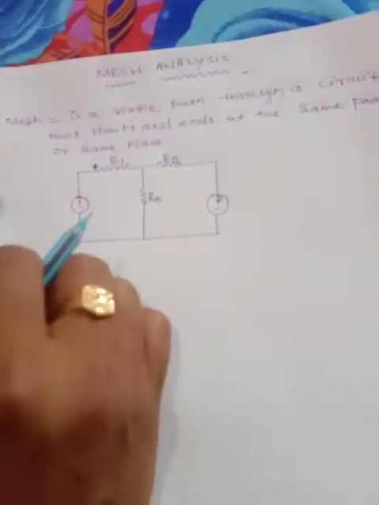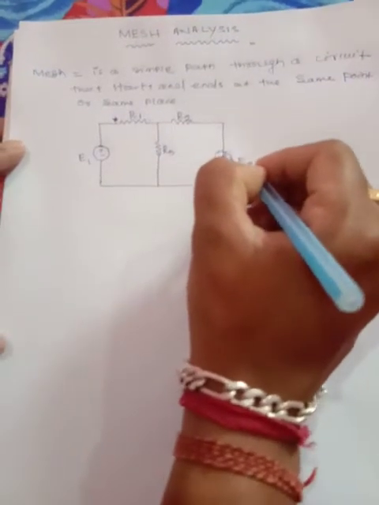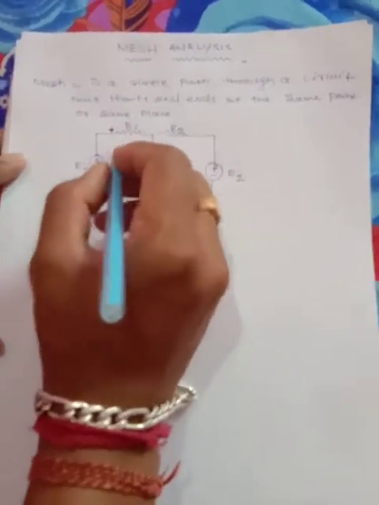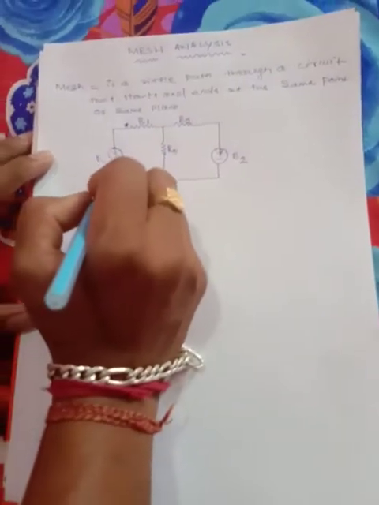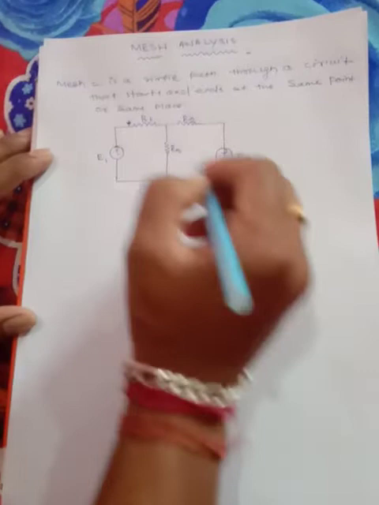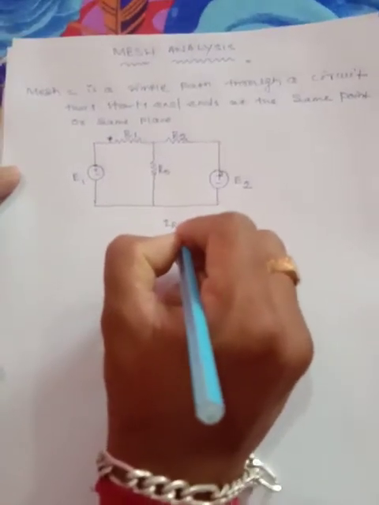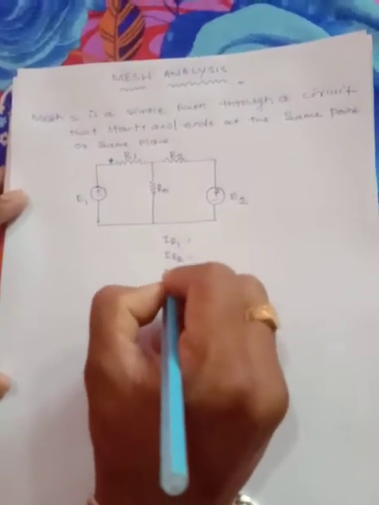Now I will draw a simple circuit having two loops. That is R1, R2 and R3. I will consider generalized values, that is E1 and E2, and three resistances with values R1, R2 and R3. The objective is to find the current flowing through them, that is IR1, IR2, IR3.